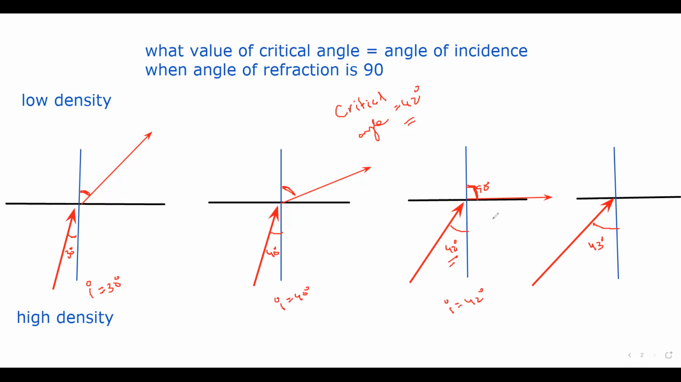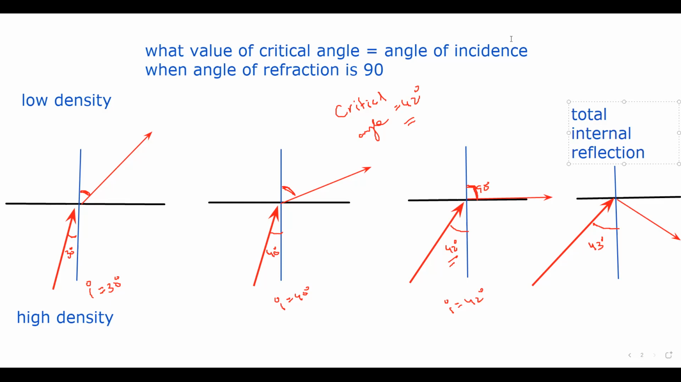So the critical angle is 42. But if we further increase the angle, what do we observe? Why not 43? Because it depends from material to material. But when it is 43, what do we observe? We observe all of the light is reflected back. There is no refraction. So when there is no refraction and all of the light is reflected back, what do we call that? We call that total internal reflection.